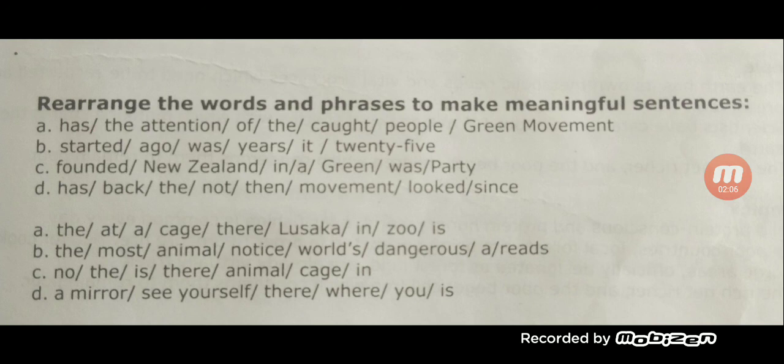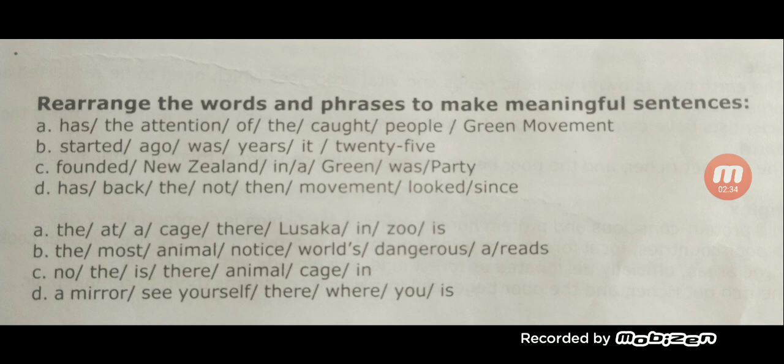Even if one word is replaced in a wrong way, your marks will get cut. The movement has since then not looked back. Now question number 2. The zoo at Lusaka, there is a cage. So in the zoo at Lusaka there is a cage.